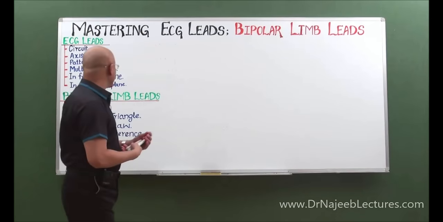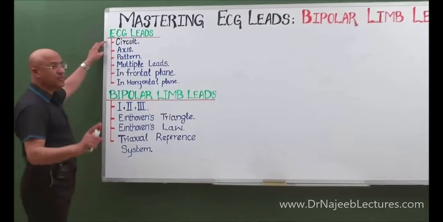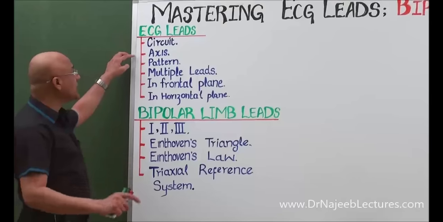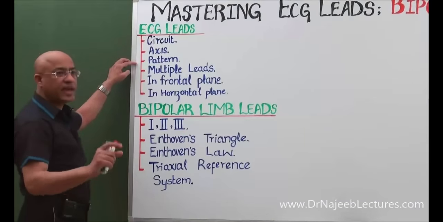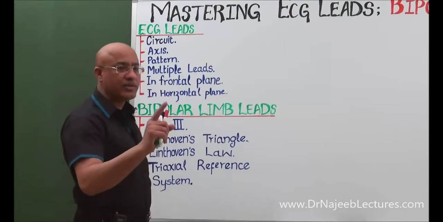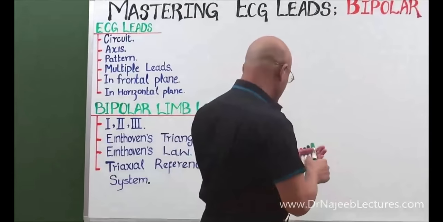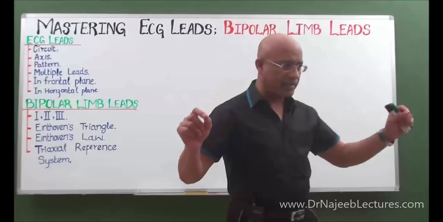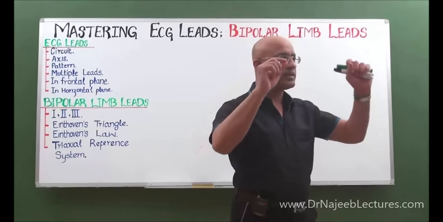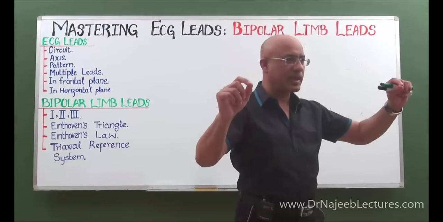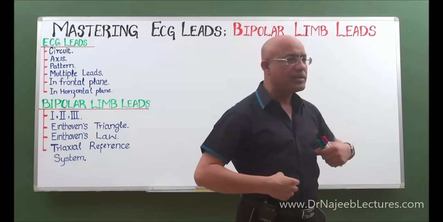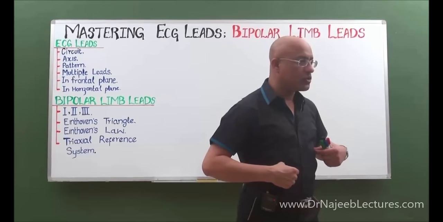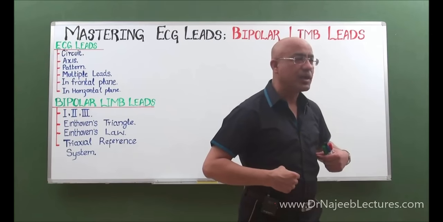When we talk about ECG lead, we have to learn it at three levels: ECG lead as a circuit, ECG lead and its axis, ECG lead and pattern derived from it. So let's start with it. As we know, ECG lead is basically a set of electrodes with wires connected on one side with the ECG recording machine, and on the other side electrodes are applied on the body surface. The purpose of those electrodes is to record the electrical activity of the heart.